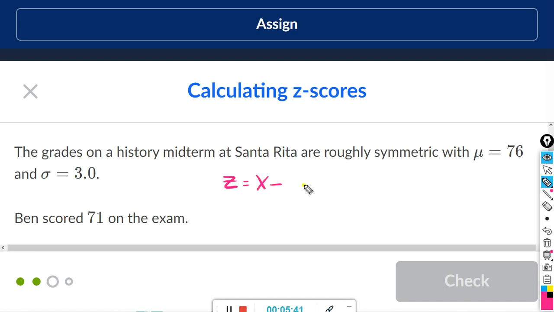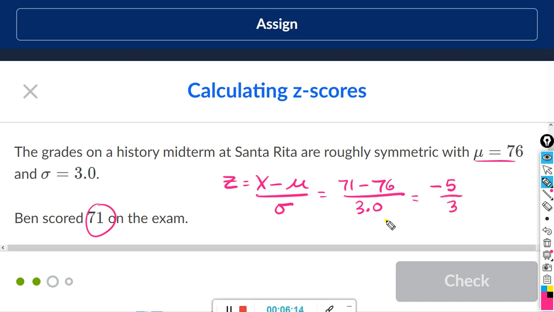The z-score is x minus mu over sigma. So x is the actual data point. Ben scored a 71, that's going to be the x value. The mean, or mu, is going to be 76. And sigma, the standard deviation, is 3.0. 71 minus 76 is negative 5, and that's divided by 3.